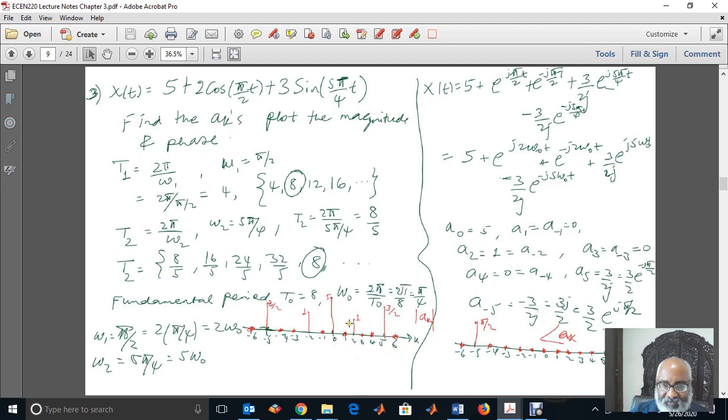Then we plot it as a function of k, right? The magnitude and the phase, like before. So for the others which are not available, we make them 0. So here, for example, a0 is 5, a2 is 1, a minus 2 is 1, and so on. This is the magnitude plot. The phase plot, all are 0 except at a5 it is minus pi over 2 and at a minus 5 it is pi over 2. Minus pi over 2 means minus 90 degrees, pi over 2 means 90 degrees.